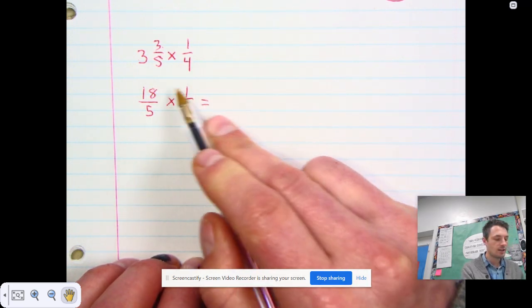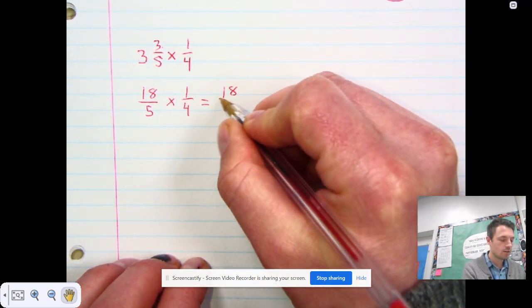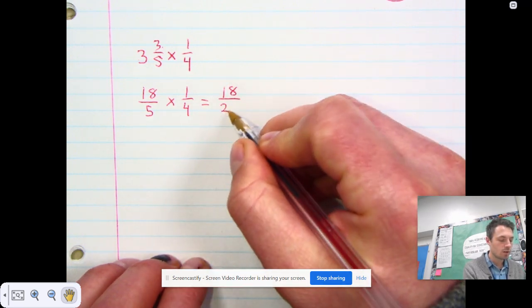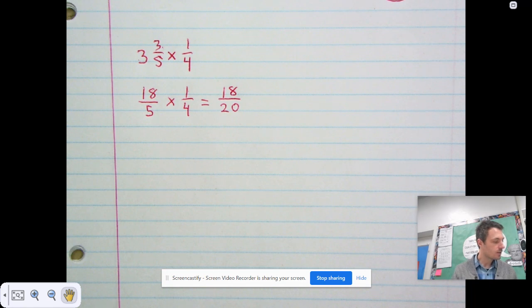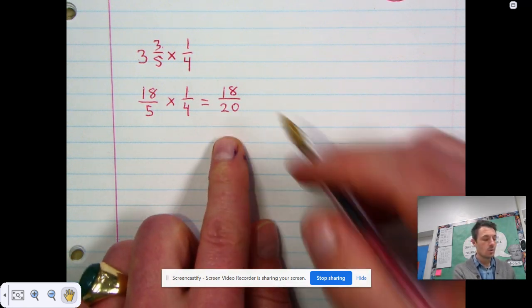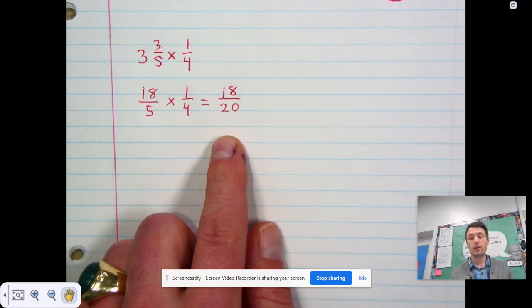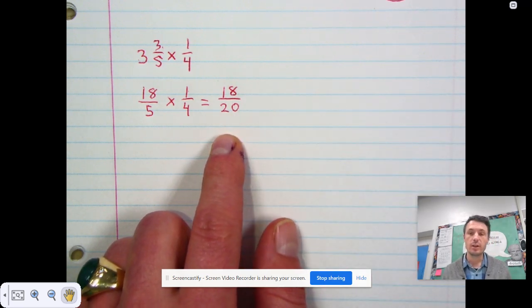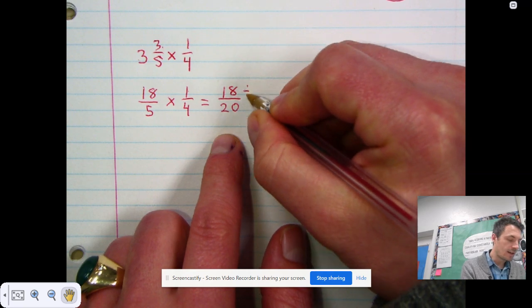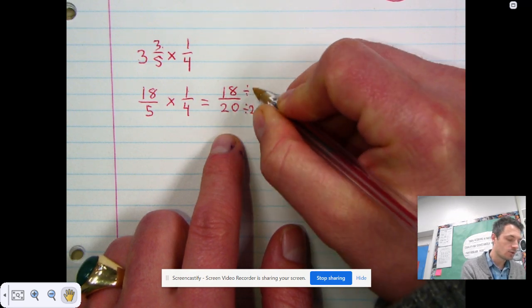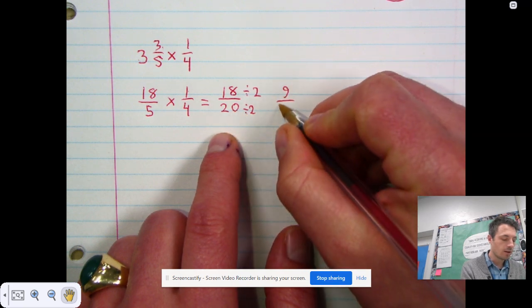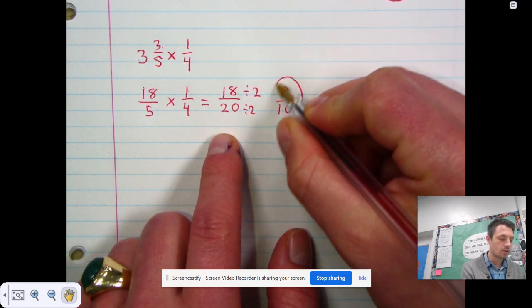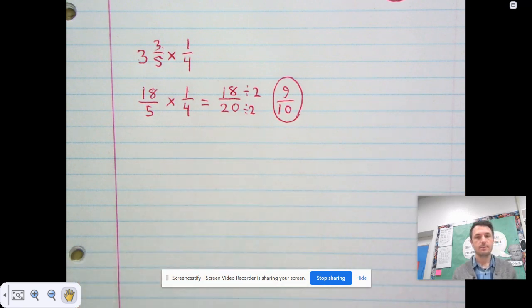Okay, 18 times 1 is 18. 5 times 4 is 20. And now we have 18/20 as our answer, but we know 18 and 20 will share the factor of 2 because they're both even numbers. So let's divide 18 and 20 by 2. 18 divided by 2 is 9. 20 divided by 2 is 10. So that's our final answer, 9/10.